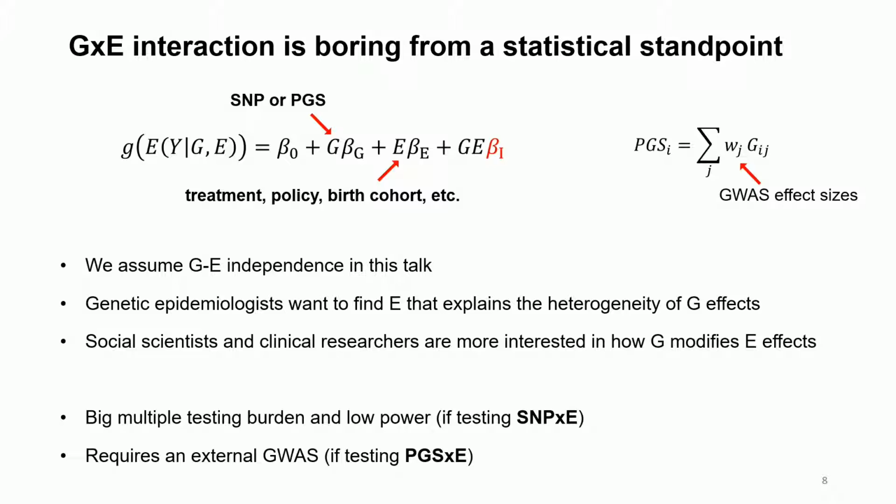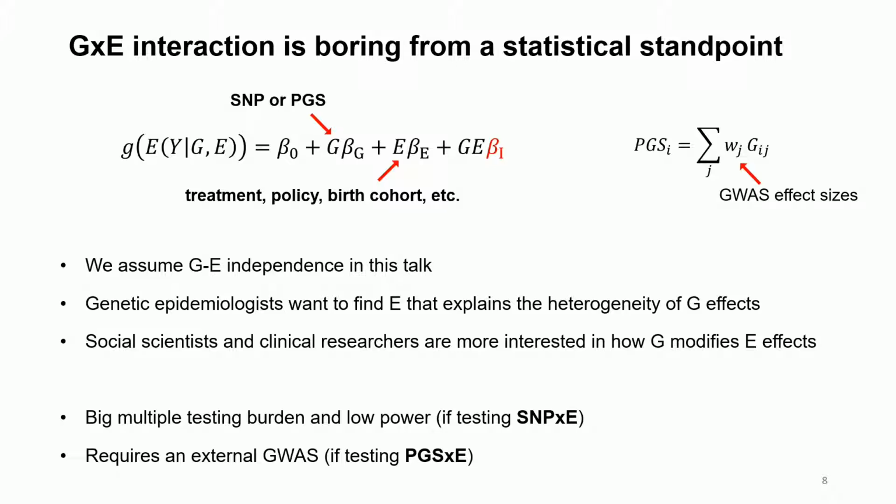And the parameter of interest is this beta I interaction coefficient. If you have a phenotype, if you define your G, if you define your E, it's fairly straightforward to just use a linear model and test whether G and E have an interaction. Whether beta I is 0 or not, you can get a p-value, you can get the effect size estimate.